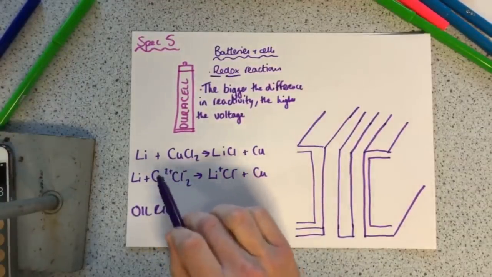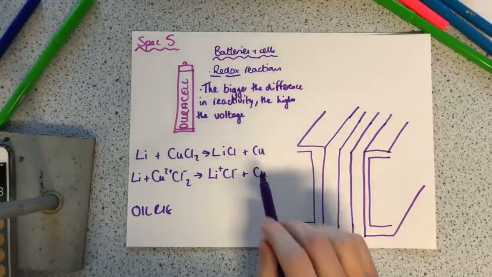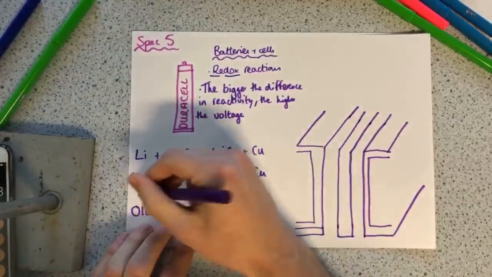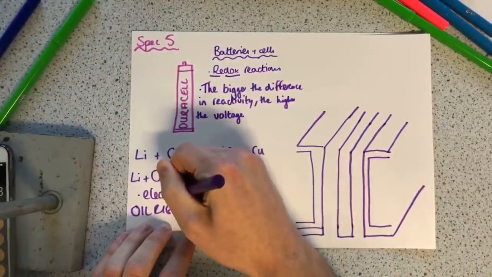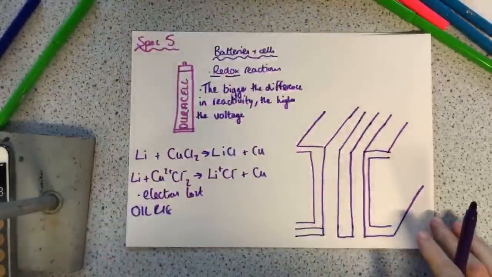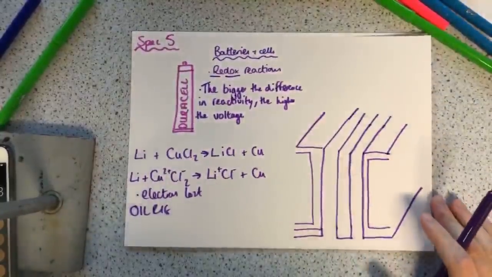Copper starts off as an ion, so it's got 2 less electrons than usual, but then by the end of the reaction, it's gained electrons again, so therefore it has been reduced. And it is these electrons lost that create the electrical charge that the battery can then use to power things. So that is how a battery works.